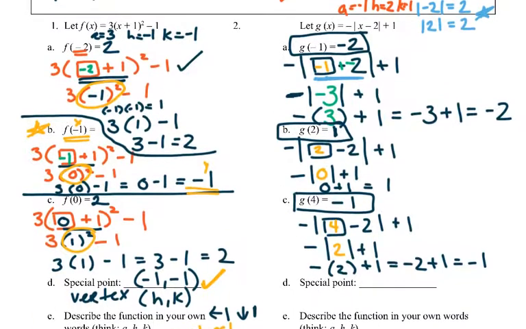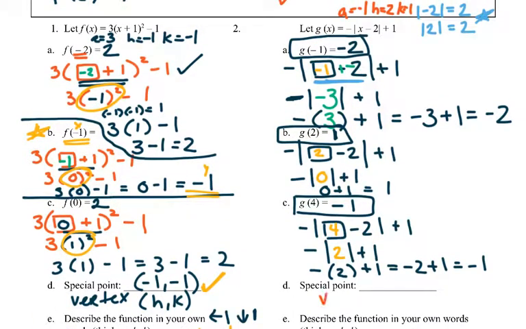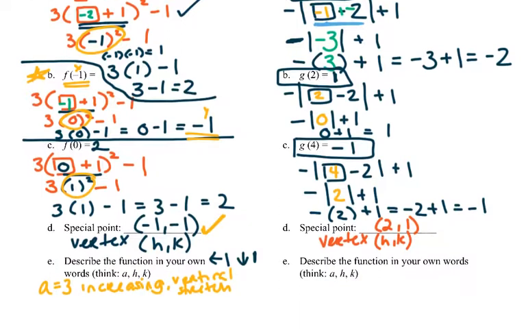My special point for an absolute value function is also called a vertex, and we find that with h comma k. So in this instance, our h was +2 and our k was +1. So my special point here was 2, 1. And again, notice in part B, we had g of 2 is equal to 1. So that was the same idea there. We were plugging in that special point for part B.